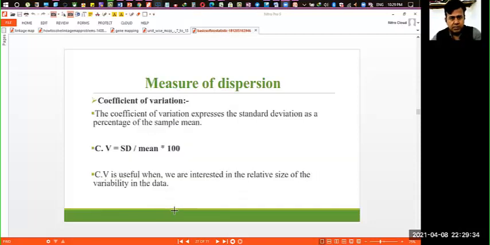Okay, what is the measure of dispersion? Coefficient of variation. Coefficient of variation is the standard deviation as a percentage of the sample mean. So if you have the value of standard deviation and the mean, easily you can calculate the coefficient of variation, because this is the formula: standard deviation upon mean into 100 is the coefficient of variation. Always keep in mind: standard deviation upon mean into 100. This is the coefficient of variation.